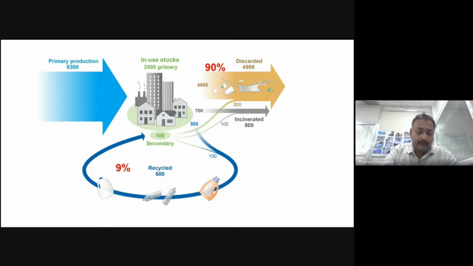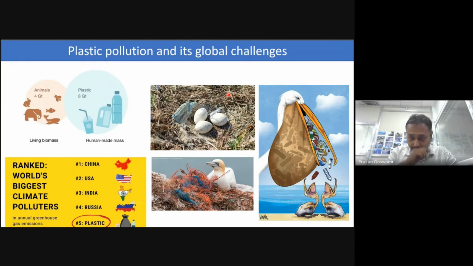Of course, recycling plastic is not that cost effective, and this also leads to emission of greenhouse gases like carbon dioxide and methane. So the problem rises with this 90% of plastics which goes to the landfills, to rivers, and ultimately reaches the ocean, where it interacts with both terrestrial and marine organisms.